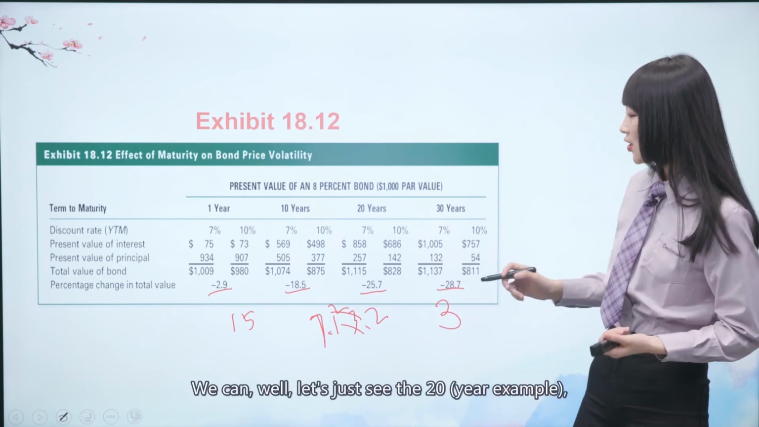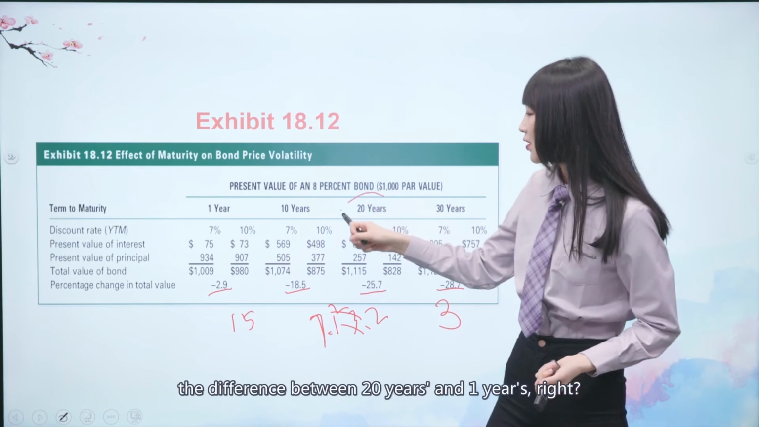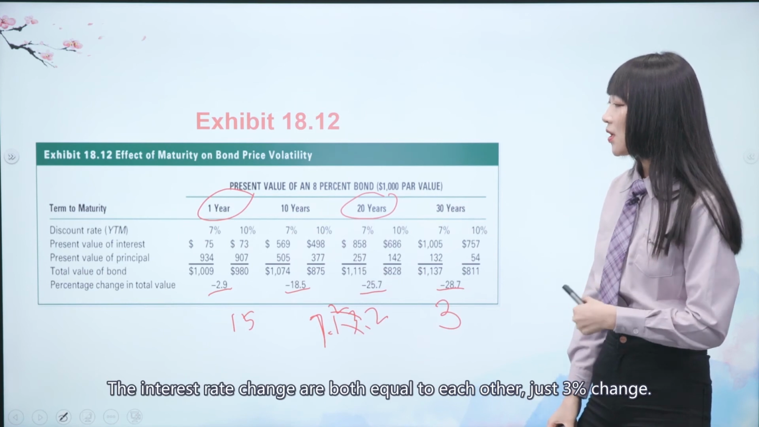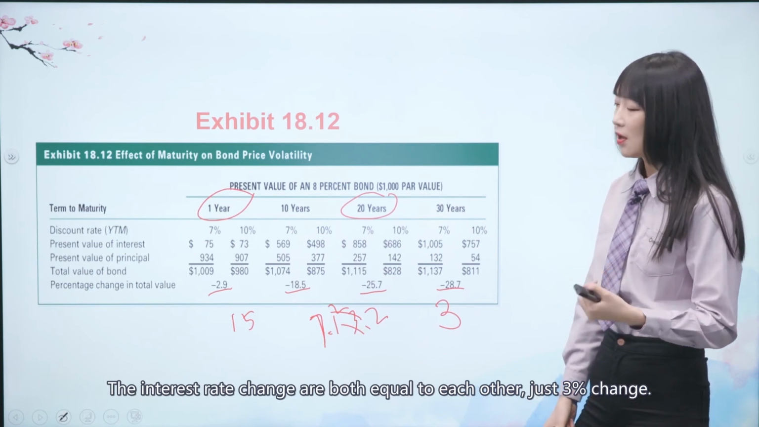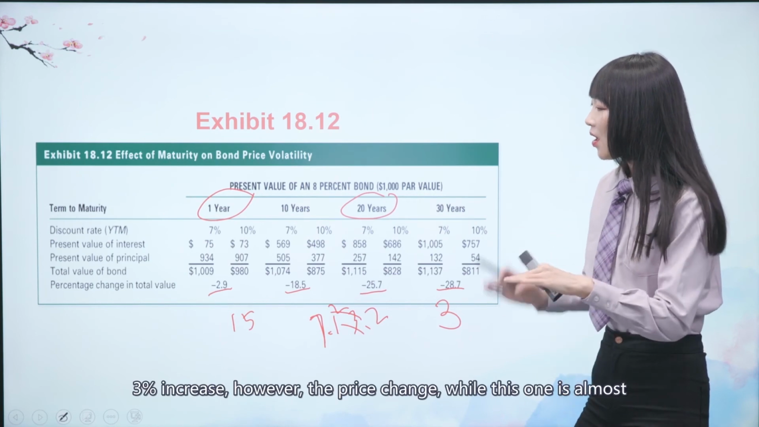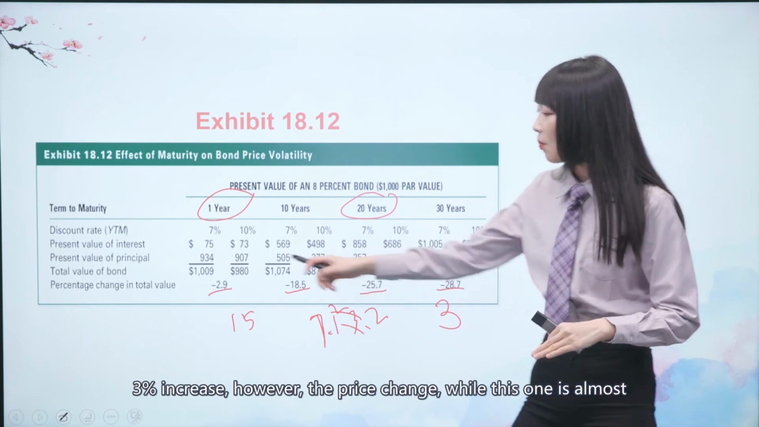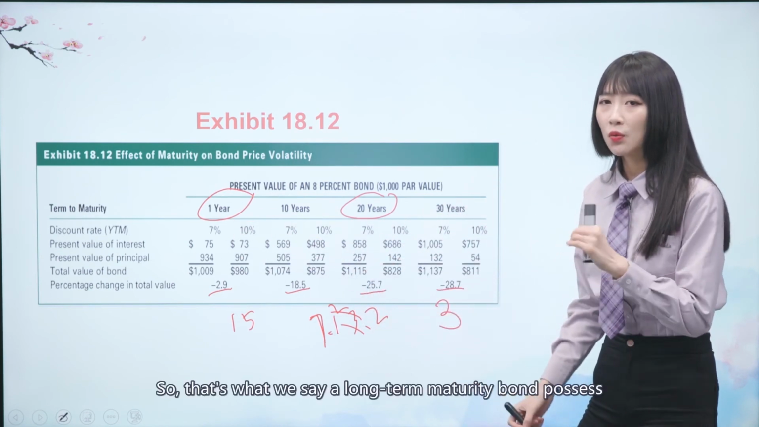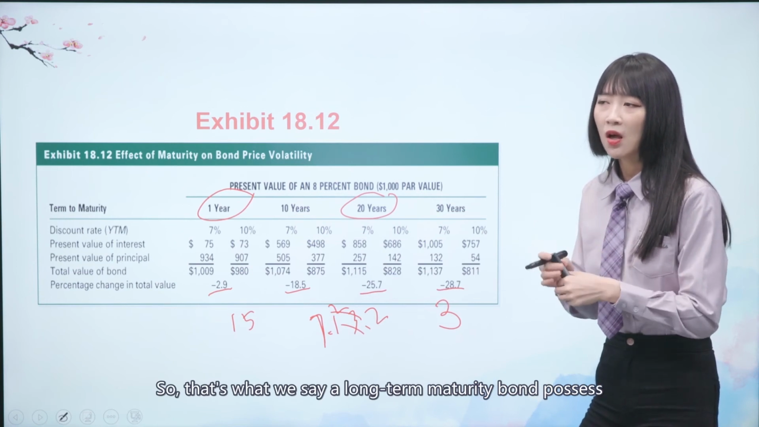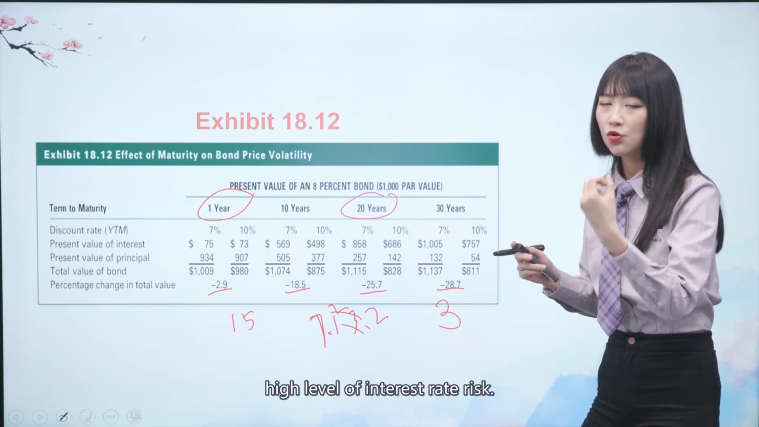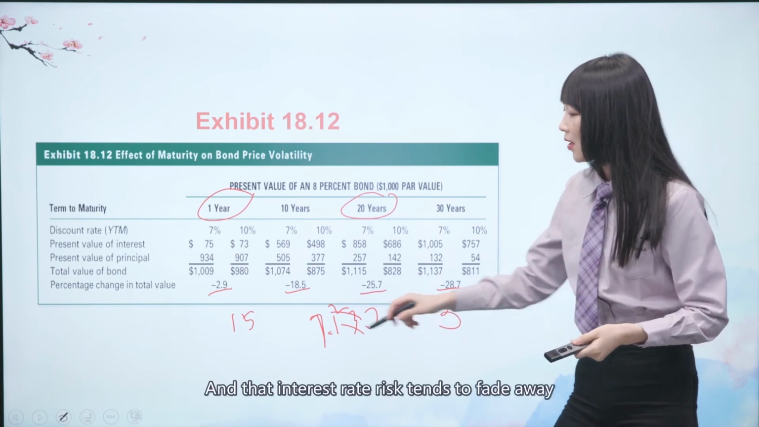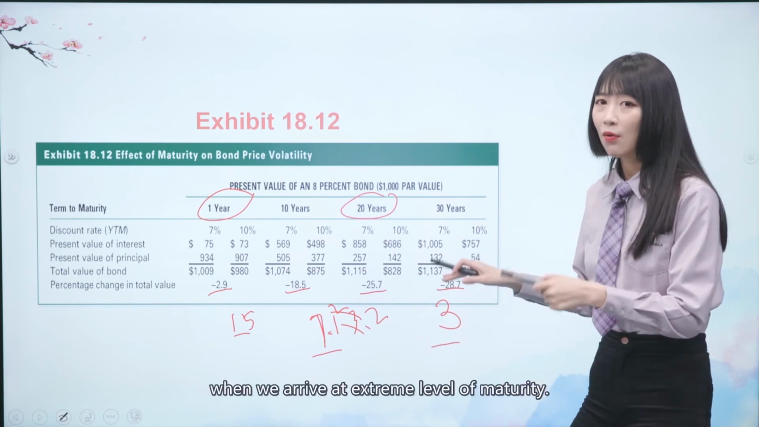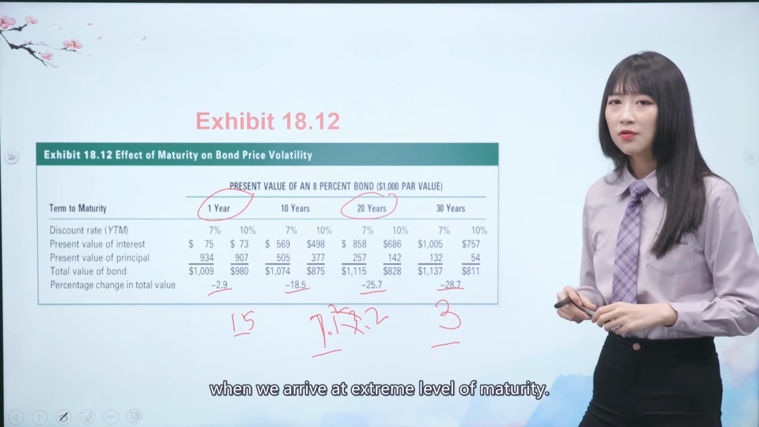Let's just see the difference between the 20 years and 1 year, right? The interest rate changes are both equal to each other, just a 3% increase. However, the price change for this one is almost 10 times that of the 1 year maturity bond. So that's what we say, a long-term maturity bond possesses a high level of interest rate risk. And that interest rate risk tends to fade away when we arrive at an extreme level of maturity.